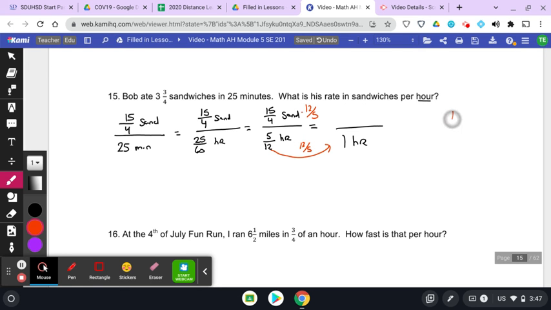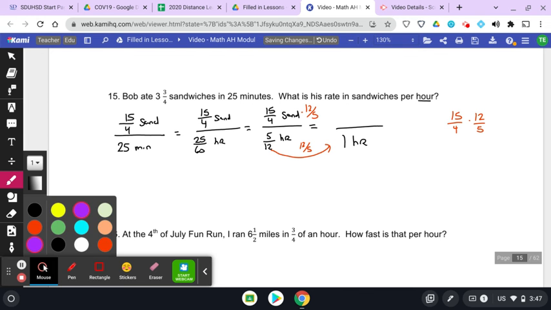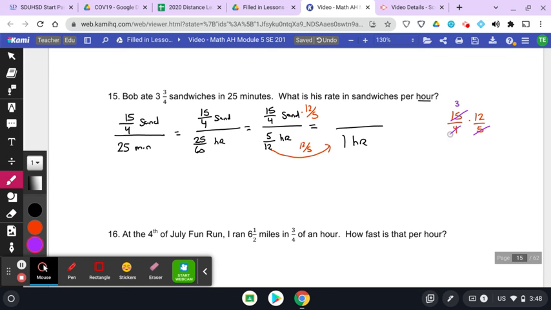Okay, so I'm multiplying. 15/4 times 12/5. I like to reduce. 5 goes into 15 3 times. 4 goes into 12 3 times. 3 times 3 is 9. Bob is eating 9 sandwiches per hour. He is going to have a bellyache.